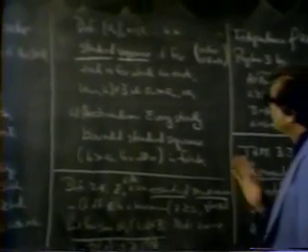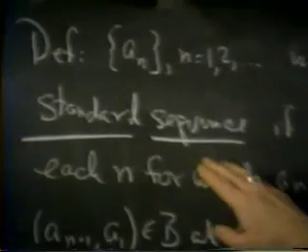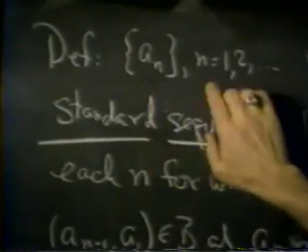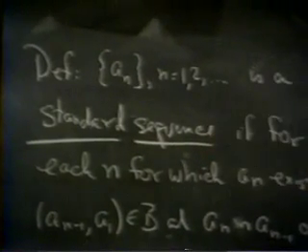The following technique seems to work very well. We will define a standard sequence of the system. It's a sequence of elements A sub n, where n runs through some integers, not necessarily to infinity. This may be a finite sequence.